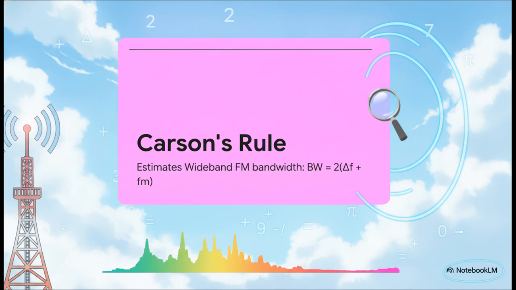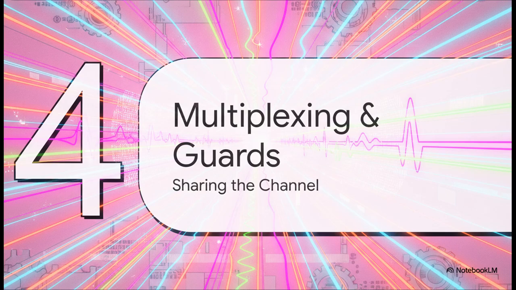For instance, if they give you a commercial FM signal with a 75 kHz deviation and a 15 kHz audio signal, just add them to get 90, multiply by 2, and boom, 180 kHz bandwidth. Easy points. Let's hit Section 4, Multiplexing and Guard Bands.